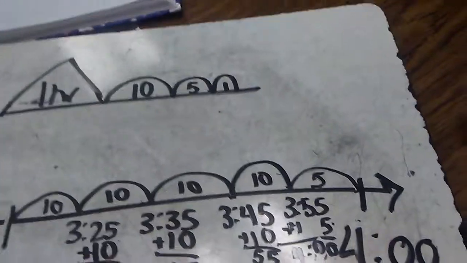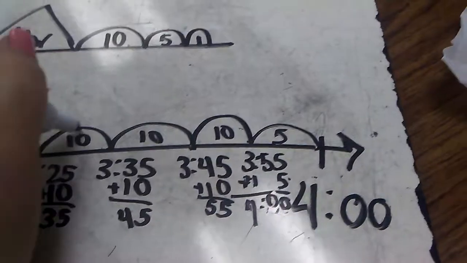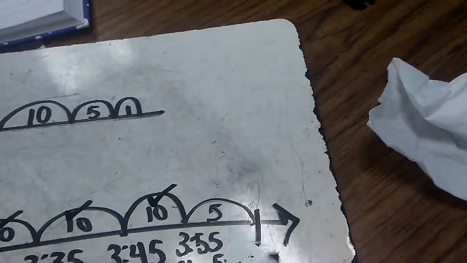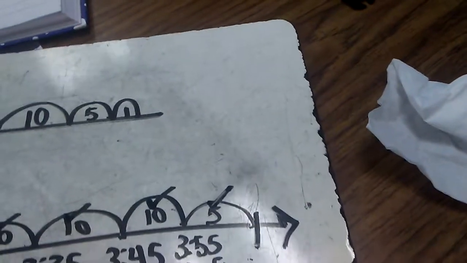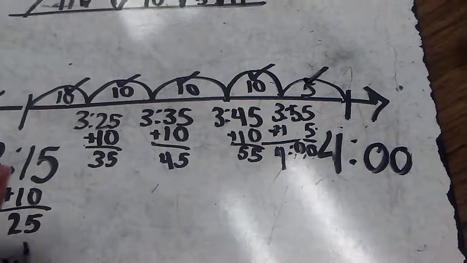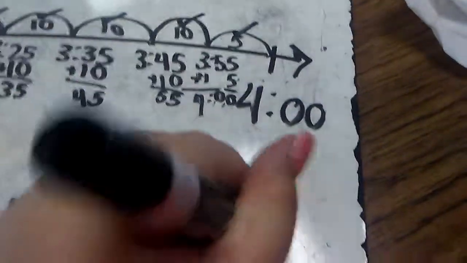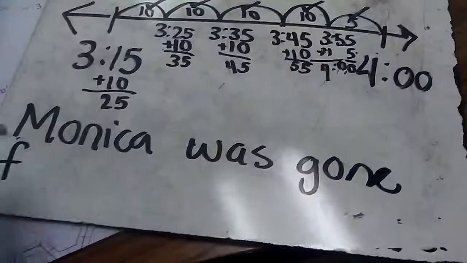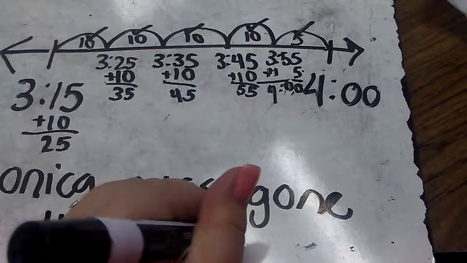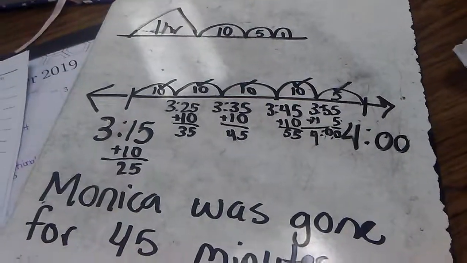I have to count how many jumps I took. I start at the biggest and I go to the smallest. So skip counting by tens. 10, 20, 30, 40. I'm out of 10s, so now I'm going to skip count by 5s. 45. So Monica was gone for 45 minutes. There you go. That's elapsed time.